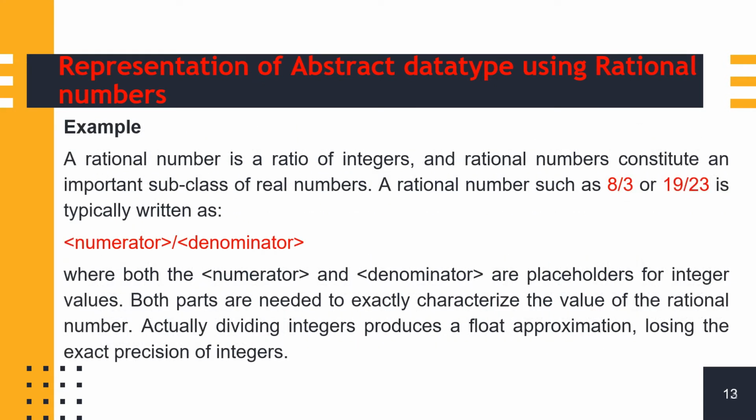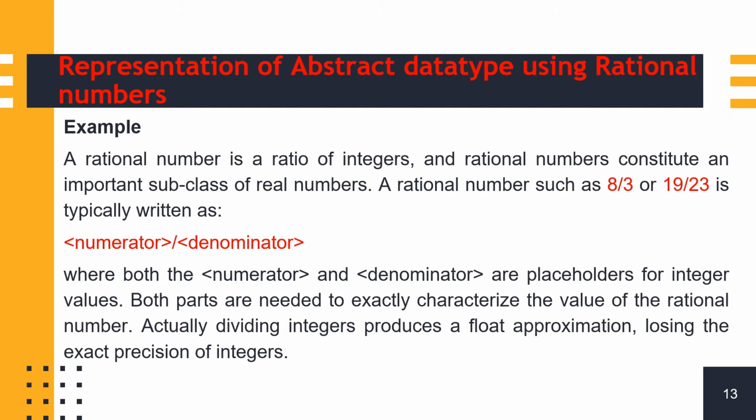Now, a rational number is a ratio of integers, and rational numbers constitute an important subclass of real numbers. A rational number such as 8/3 or 19/23 is typically written as numerator divided by denominator, where both the numerator and denominator are placeholders for integer values.